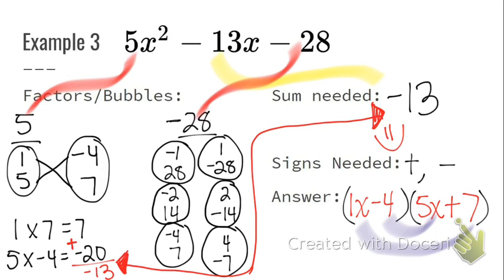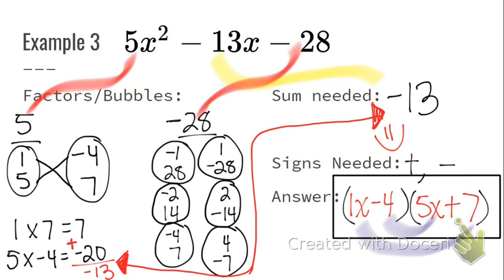All right, here's the rest of our answer for the third example. The bubble that worked was -4, +7. 1 times 7 is 7. 5 times -4 is -20. Add them up, we get -13. So our answer over here, you can see we matched things up. Or if you need more time to look at this solution, pause the video.